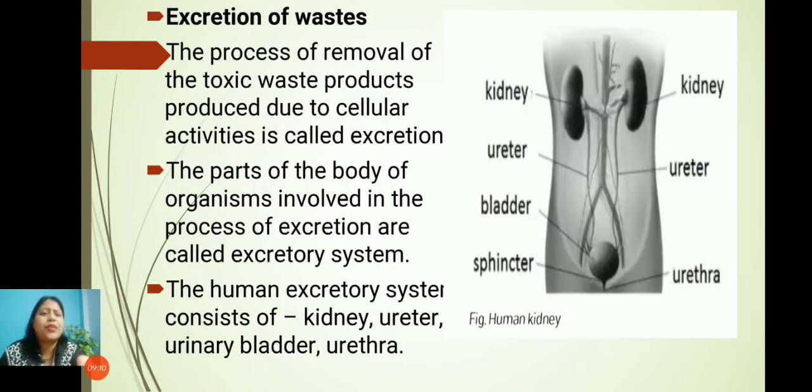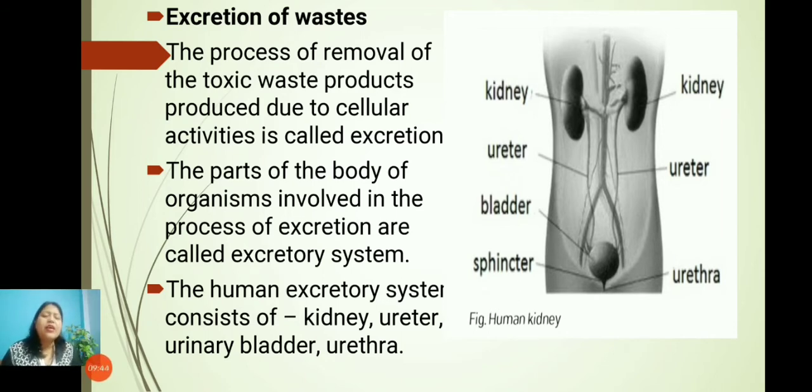Next we will discuss excretion of wastes. In the human body, waste gets generated. The process of removal of the toxic waste products produced due to cellular activities is called excretion. Cellular activities means the different activities which occur within the cells in our body. Sometimes they release waste products, which have to be expelled out of the body.